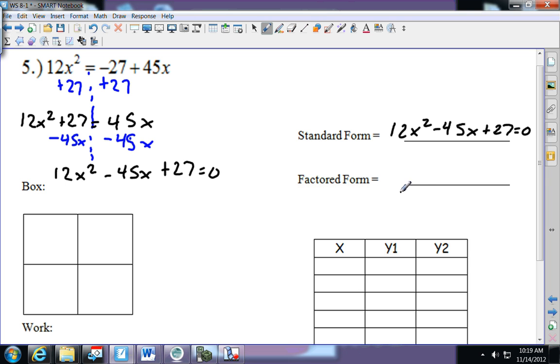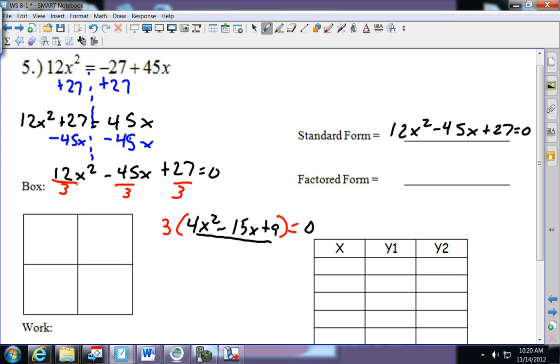Now I need to factor it. Well, what number goes into all of those? I know I've got a 1 and a 12. 12 doesn't go into that. 2 does not go into there. No. 6 does not go into that. What about 3? I bet a 3 goes into all these. So I'm going to pull out a 3, and let me write what's left. 12 divided by 3 is 4x squared. Negative 45 divided by 3 is negative 15x. 27 divided by 3 is 9.